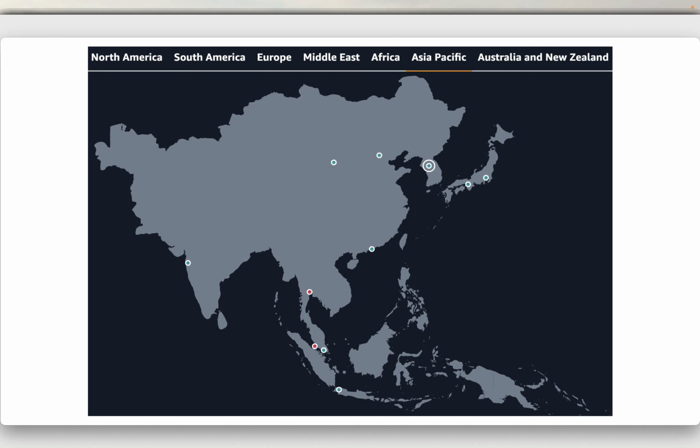This is another example. In this diagram Asia Pacific has 9 regions, and the red dots are the regions which are coming soon, in this case Malaysia and Thailand. These are the upcoming ones, and these are the 9 other regions. The regions are spread across this whole Asia Pacific continent, and as you can see here, they are spread out in Japan, India, China, Singapore and other locations also.